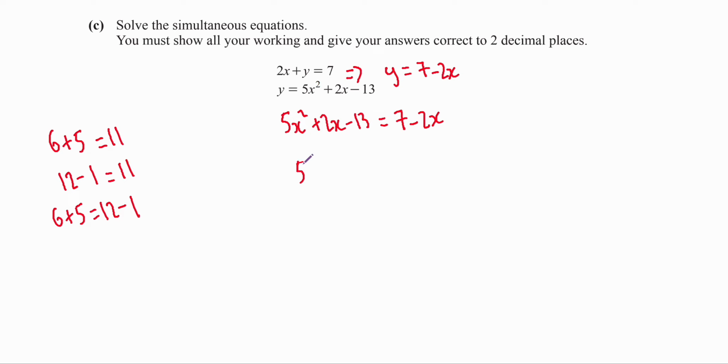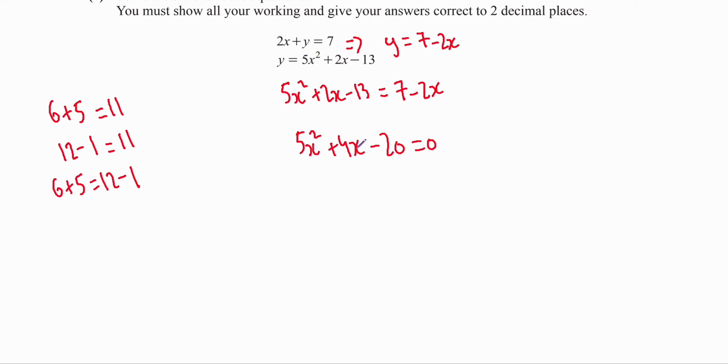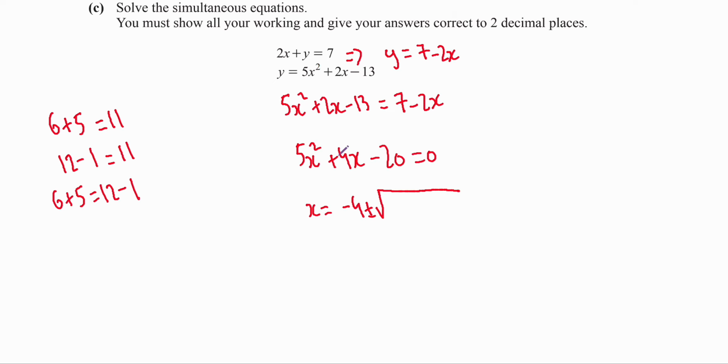So you have 5x squared plus 4x minus 20 is equal to 0. And you can use the quadratic formula and get the value for x. So you get x is equal to minus 4 plus or minus. If you don't know how to solve this equation, you should watch the video on quadratic equations that explains how to solve these types of equations. So you're left with x is equal to minus 4 plus or minus the square root of b squared, which is 16, minus 4ac, which is 4 times 20 is 80 times 5 is 400. 16 plus 400, all divided by 2 times 5, which is just 10.